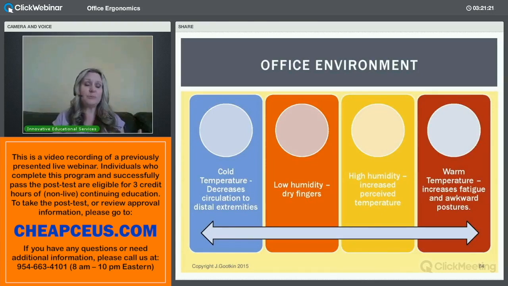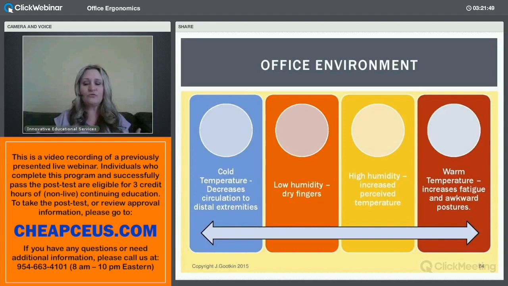And if we have colder temperatures, it's going to decrease circulation and increase viscosity of our tissues. They're not going to respond as well. Our proprioception awareness may change. And then on the other end of the spectrum, if it's too hot, we know that muscles are going to fatigue more easily. When they're nice and warm, we're going to have increased laxity of them. So more of a tendency to fold into those awkward and unstable postures that lead to pathology.